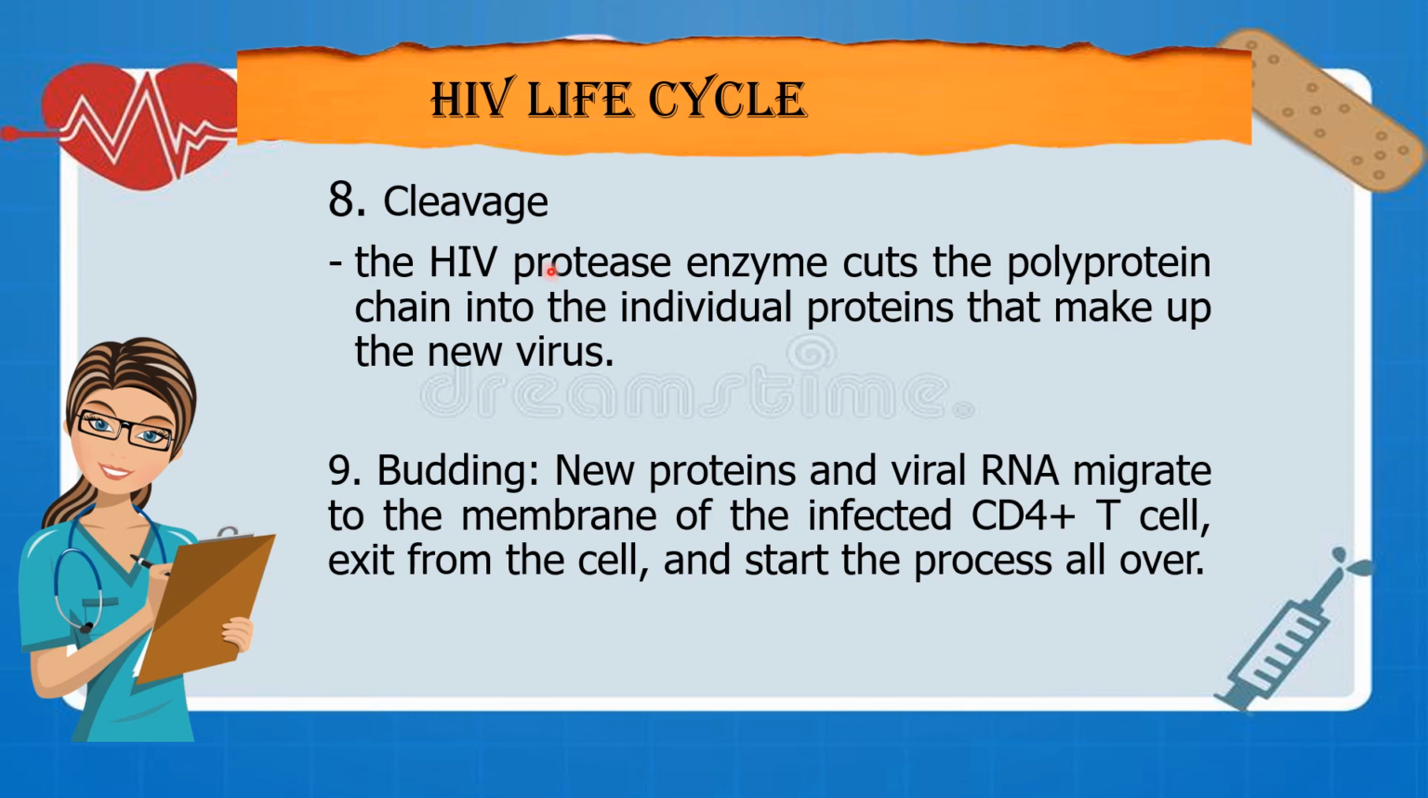And the eighth step is cleavage. The mRNA creates chains of new proteins and enzymes, or polyproteins, that contain the components needed in the construction of new viruses. Then the new proteins and viral RNA migrate to the membrane of the infected CD4 plus T cell, exit from the cell, and the process starts all over.